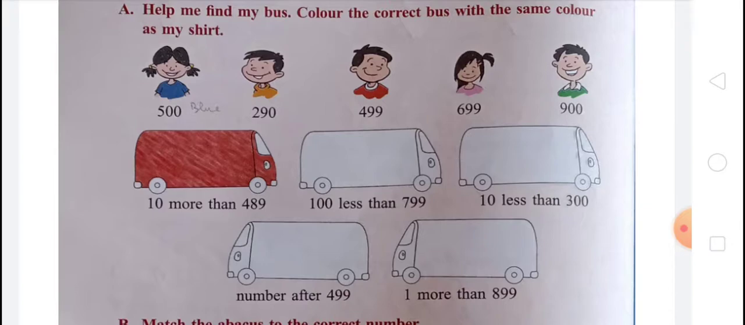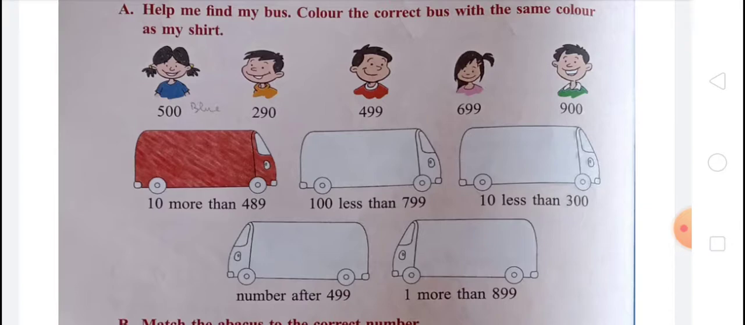Okay, and now next is the second bus, 100 less than 799. When you find 100 less than 799, you have to subtract 100 from 799, that is 699, and the child who wears 699 has the color pink, so you have to color the second bus pink.